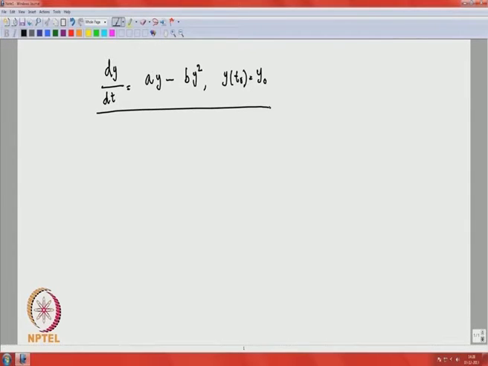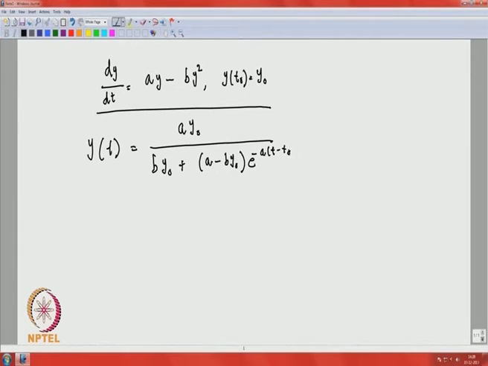We provided a few exercises. I hope you have already done the exercises by now, and you have produced a solution in the format y of t is equal to a y naught by b y naught plus a minus b y naught into e power minus a into t minus t naught, which is valid for t greater than t naught. This is the solution you have obtained.